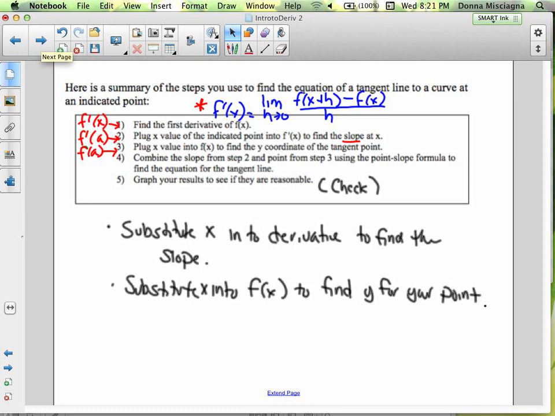All right, so you substitute x into the derivative to find the slope. You substitute x into f of x to find the y for your point, because you need a y, not just an x.